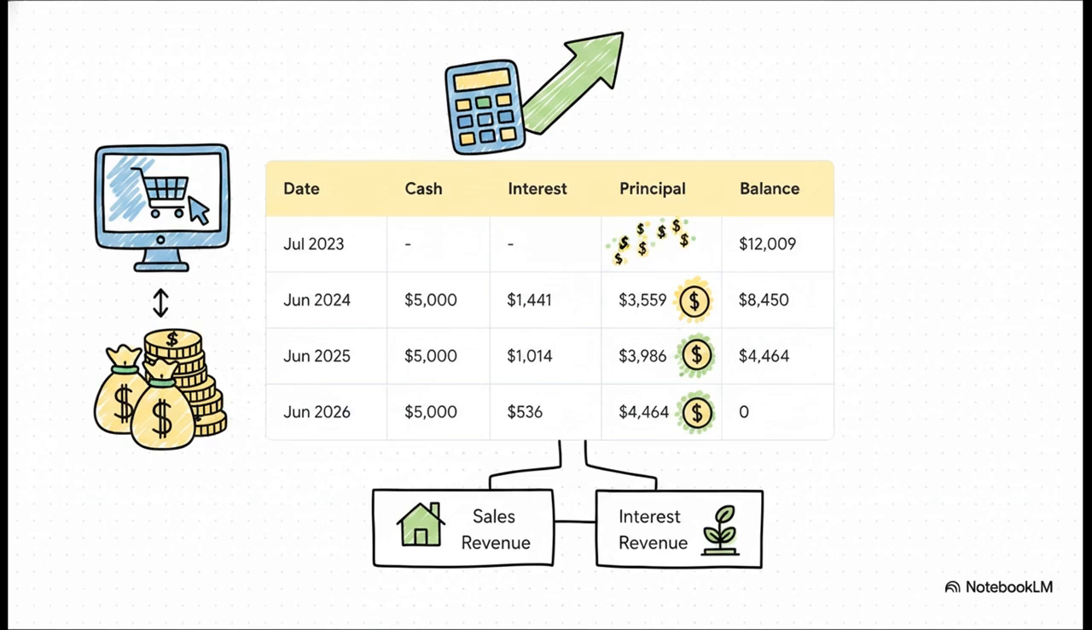Using the effective interest method, with an implicit rate of 12%, we have to calculate the interest each year based on the outstanding liability. In year 1, 12% of $12,009 gives us $1,441 in interest revenue. The rest of that $5,000 cash payment simply reduces the principal. You must remember to separate this interest revenue from the regular sales revenue in the accounts.